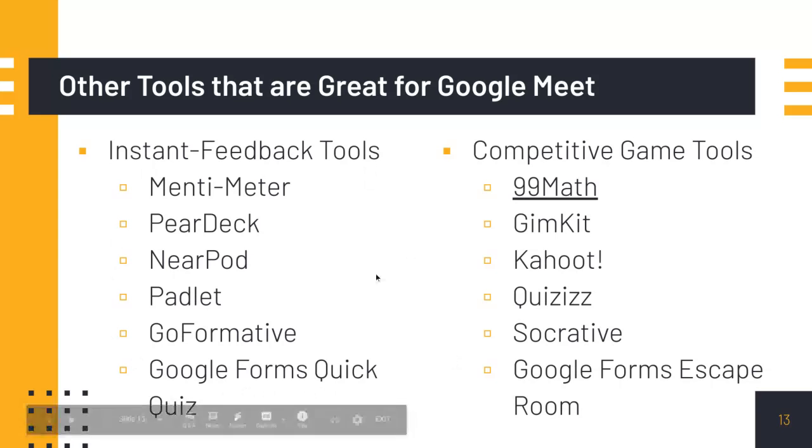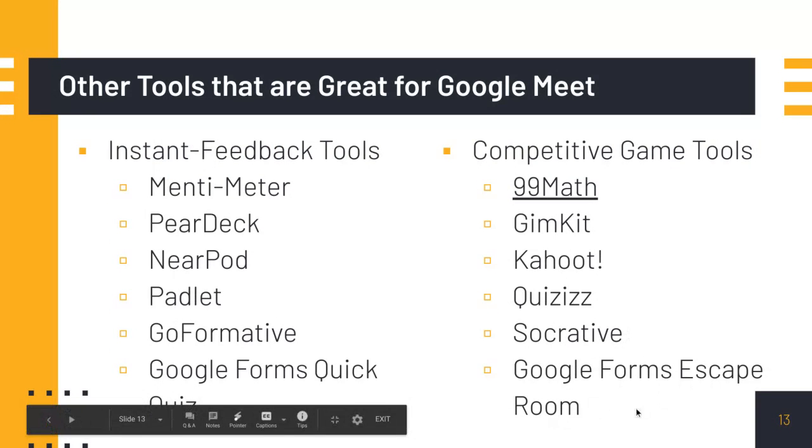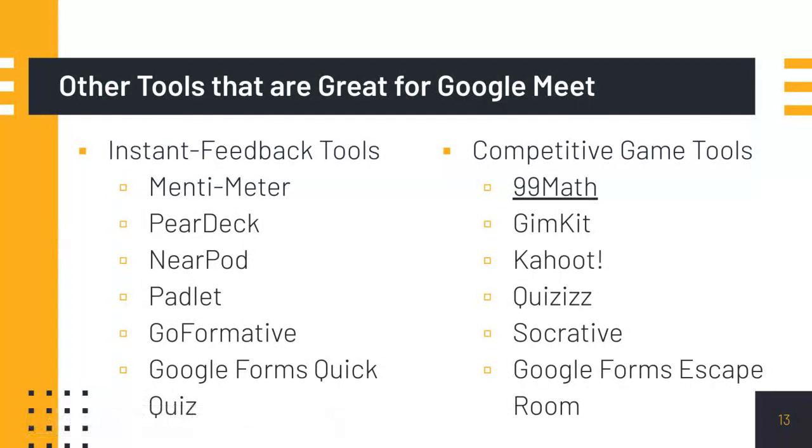If you want to hear anything more about any of these tools, I can present some more information about a lot of the tools that can give us instant feedback and instant scores of what kids know and what they're able to do. We can also use our time in Google Meets for some competitive games, and that could be a really fun thing to do. 99 Math is a really cool tool. If I haven't told my math people about this yet, this is a fun one, so make sure you check this out. Gimkit, Kahoot, Quizizz, Socrative, and then Google Forms as escape rooms. All of these tools could be very cool in a Google Meet setting. If you'd like to see more or hear more about any of them, please let me know.